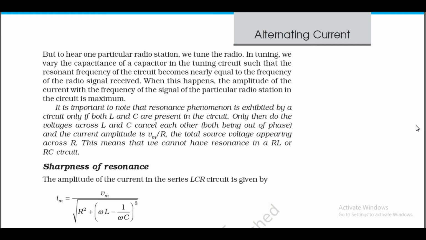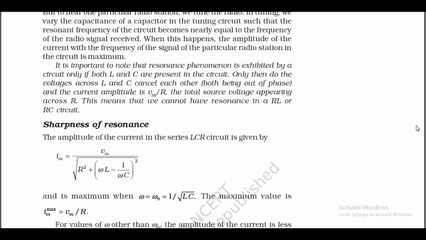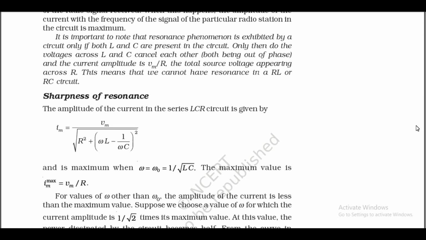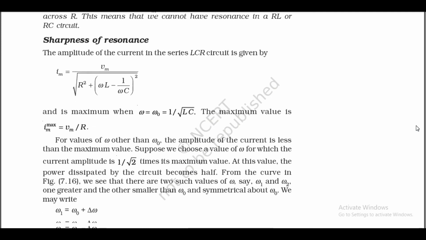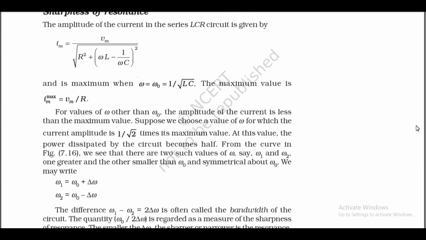Sharpness of resonance. The amplitude of the current in the series LCR circuit is given by Im = Vm/√(R² + (ωL − 1/(ωC))²), and is maximum when ω = ω₀ = 1/√(LC). The maximum value is Imax = Vm/R. For values of omega other than omega naught, the amplitude of the current is less than the maximum value.